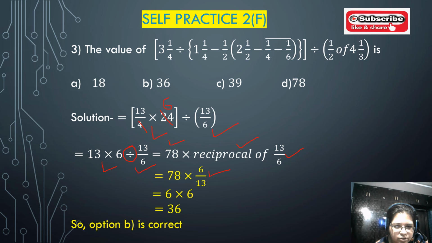Now we cancel this 13 with 78. 13 multiplied with 6 is 78. Now we get 6 multiplied with 6 is 36. So option B is correct. So option B, 36, is the value of this given expression.